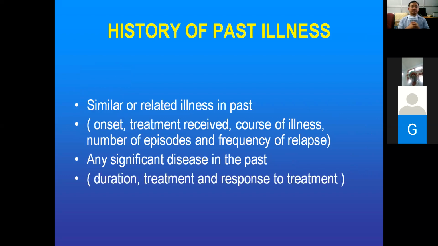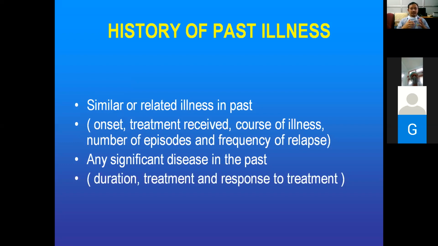So, history of past illness. In the history of past illness, we have to ask about similar or related illness in the past. If there is, we should record when was the onset, what treatment was received, what was the course of illness, and the number of episodes and frequency of relapse. And if there was a significant disease in the past, what was the duration and what was the response to treatment.